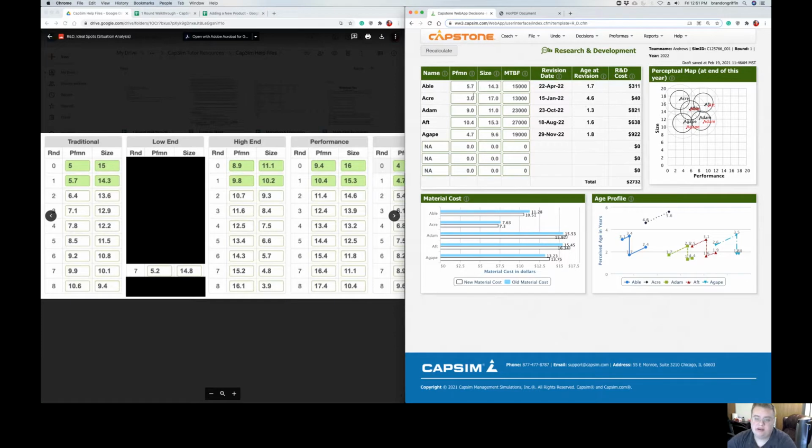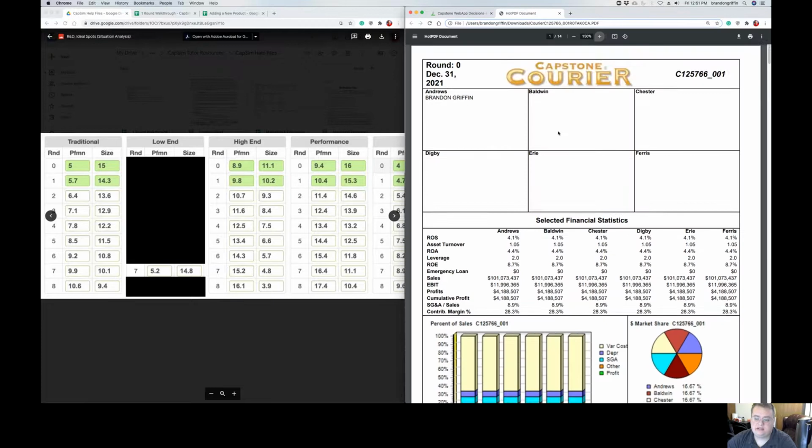We can see I've already inputted all my decisions, my performance, size, and my MTBF standards. That is talked about in a different video, so I'm not going to go over that. But now I want to decide which product I want to put. This first round, looking on our round 0 Capstone Courier, is pretty tricky because nobody has really moved. Nobody's really done anything. But usually I tell people to create products in 3 categories: high-end, traditional, and size. In my opinion, those are the easiest ones to do.